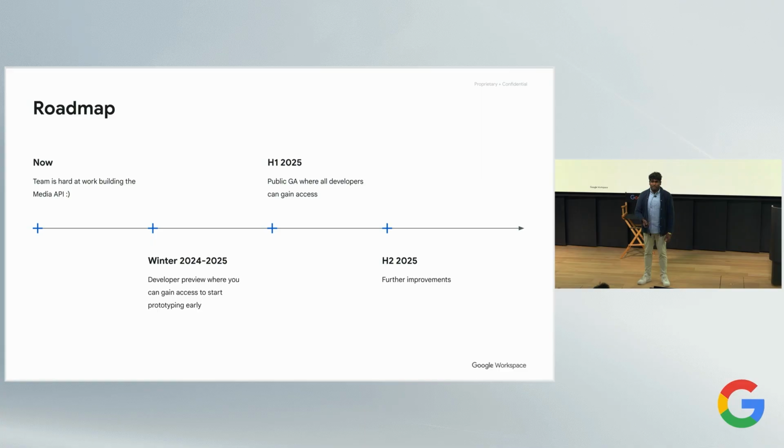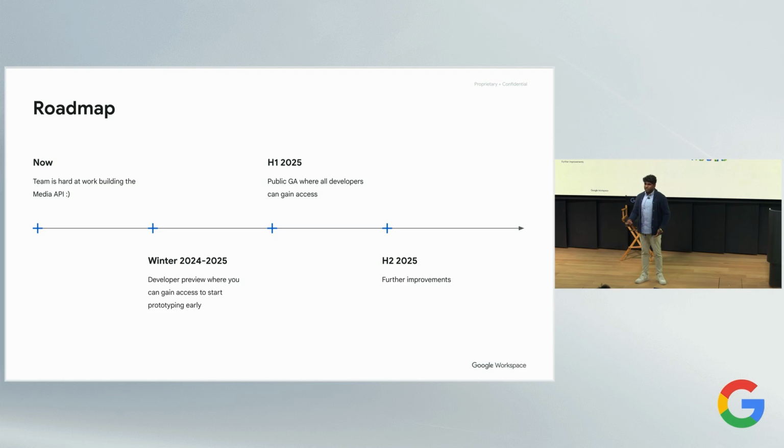If you're interested, please reach out to us, and we can help find ways for you to get part of the developer preview program. Early next year, we'll have this as a public GA for everyone to use. And in the latter part of next year, we're going to be investing more so that we can make further improvements and refine it based on feedback that you all have, because ultimately, we're here to empower you to build your applications. Any feedback or suggestions you have really matter to us, and we'll take those into account.